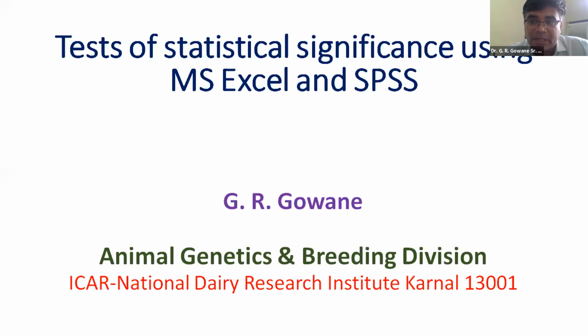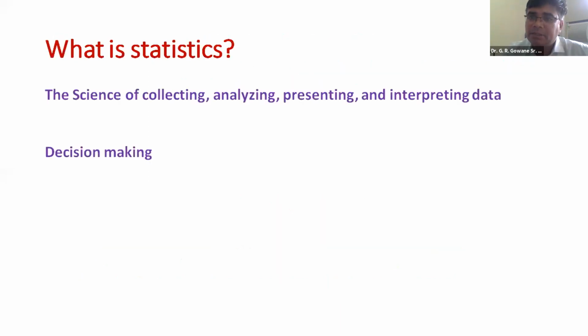Why do we go for statistics, first of all? And we'll try to look at some of the basic tests of significance using Excel, basically. Why Excel? Because Excel is accessible to most of us. And even SPSS is a paid software. So even 1 month, 1 year subscription cost nearly 4 to 6 lakh rupees. But most of the institutions, they buy it. So I'll be also demonstrating some of the examples using SPSS. Okay. So we will start with the topic.